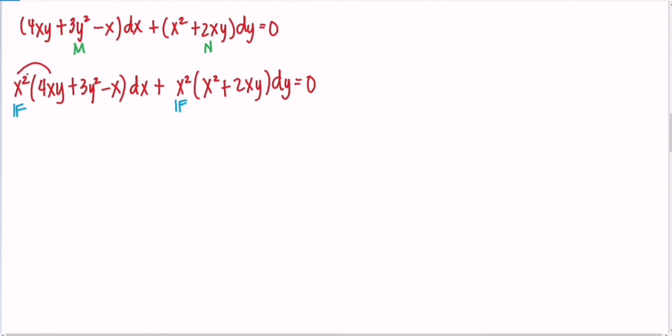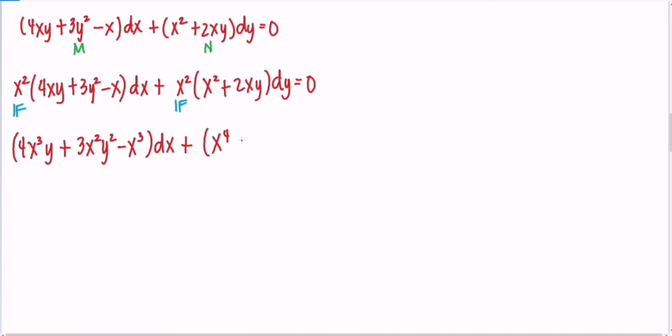Okay, so distribute lang natin pag ganun. Ayan, so x squared times 4xy is 4x cubed y. And then plus x squared times 3y squared is 3x squared y squared. And then x squared times negative x is negative x cubed. And then do not forget to enclose it in a parenthesis, dx. Okay, plus, ito naman, x squared times x squared is x raised to 4. X squared times 2xy is 2x cubed y. And then dy equals 0.